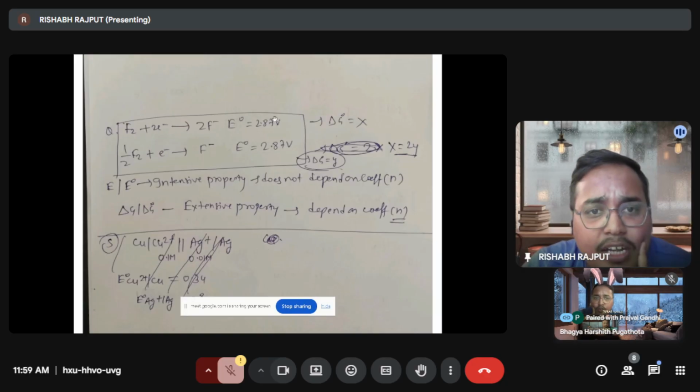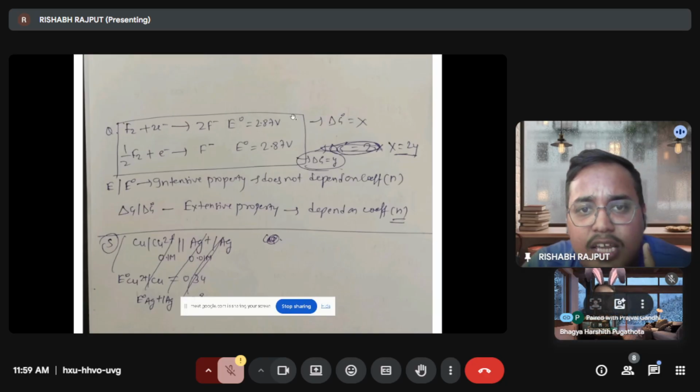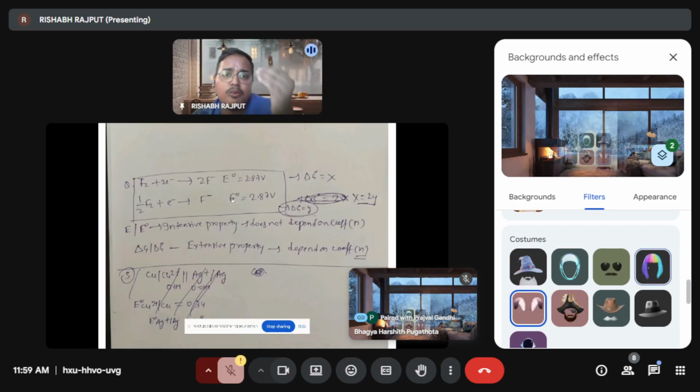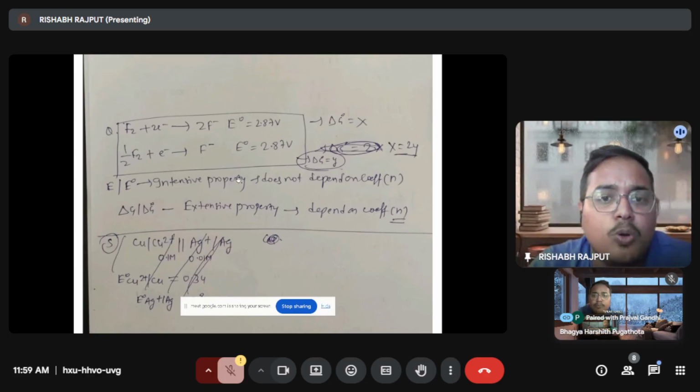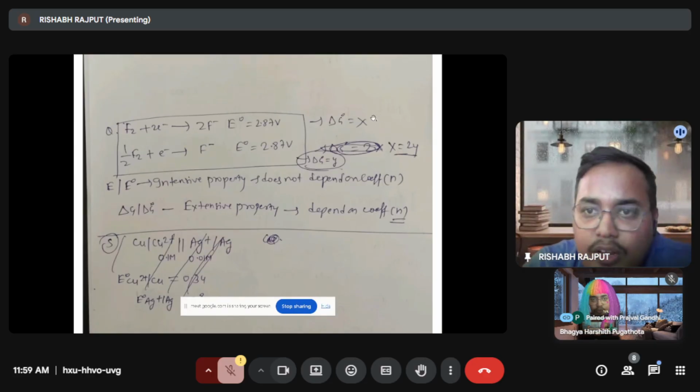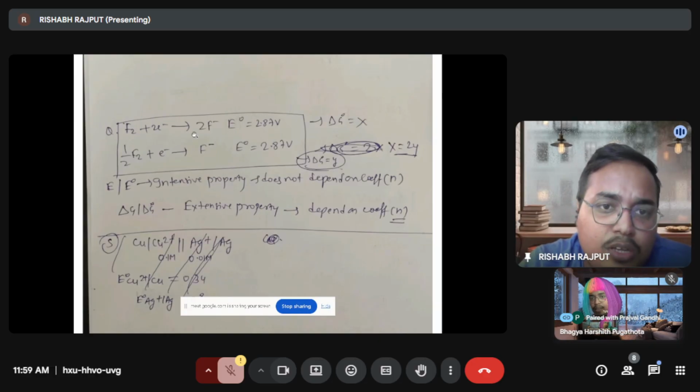Whatever the Gibbs energy value is in the first reaction, the second time the Gibbs energy value is half of that. That is why the second time the energy value is x by 2. If the Gibbs energy of the first reaction is x, then for the second reaction it will be x by 2. Why? Because it depends on n, because it is an extensive property. So it depends on the n value.